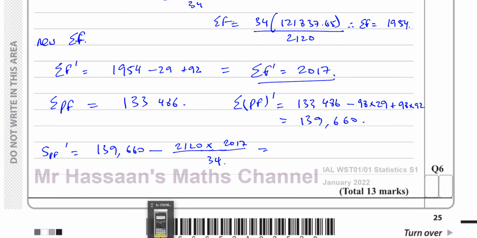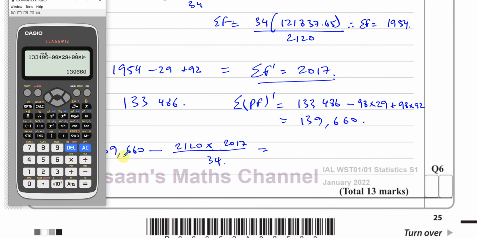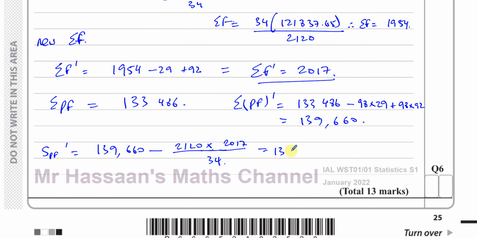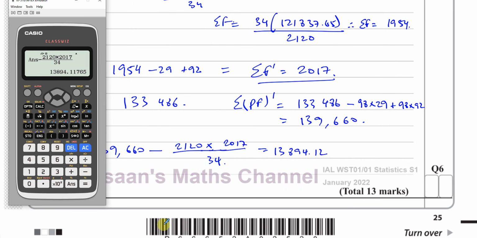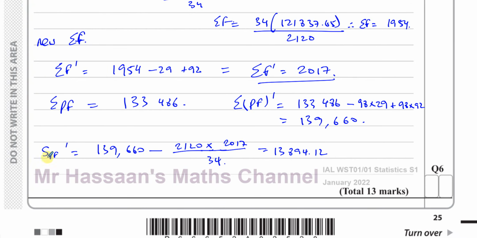So that's going to give me the new value of SPF. So I'll do that. This minus 2,120 times 2017 divided by the number of entries, which is 34, and that gives me 13,894.12. Okay, that is the new SPF.